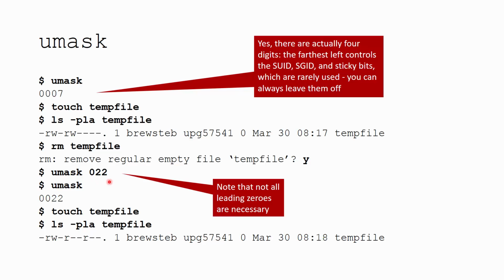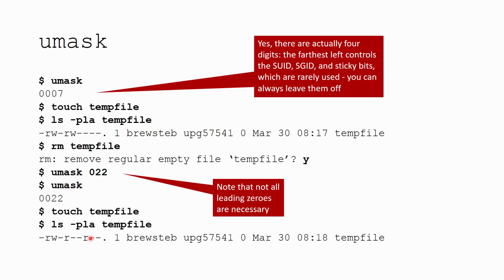I'll say umask 022. So that 2 now for the group is going to remove the write permission for the group. Note that I don't have to specify the last 0 over here. I don't need all those leading zeros, just 1 is sufficient. Now when I say umask, it tells me what my new setting is, 0022.